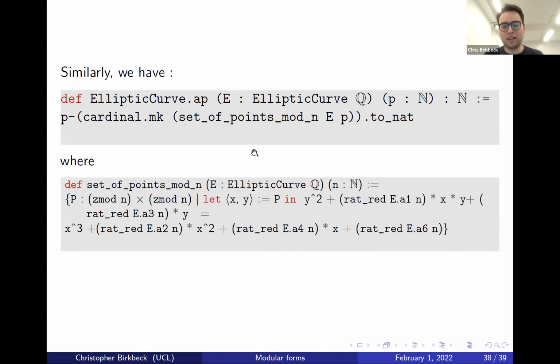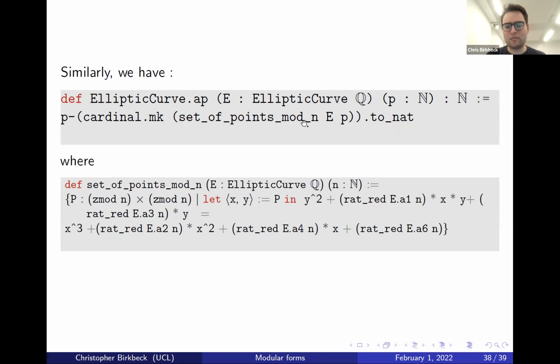The APs of your elliptic curve I define to be basically, as I said before, p minus the cardinal. So this is the size of the set of points that my elliptic curve has mod p. Cardinal just attaches a cardinality to a set, and this toNat attaches a natural number to the cardinality. If the set was infinite, it would give me 0. But if it's a finite set, it will give me the right size.